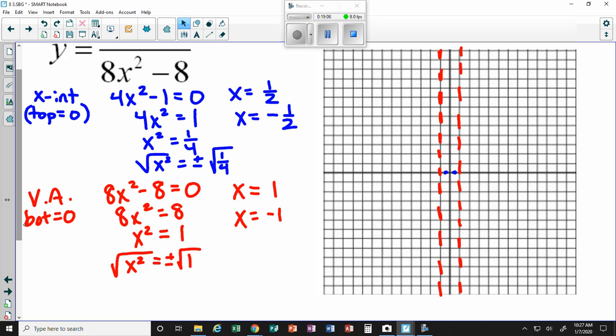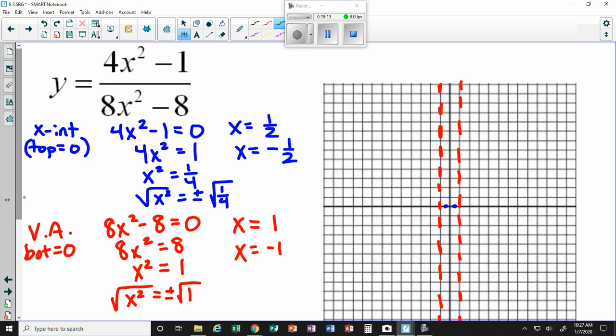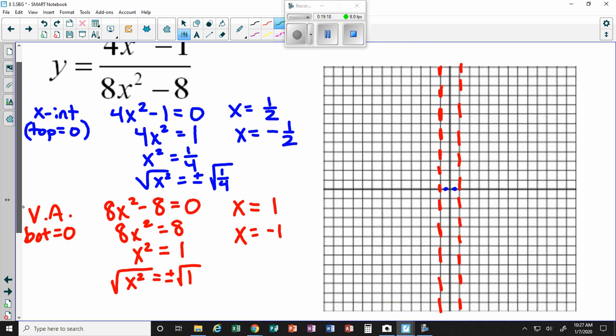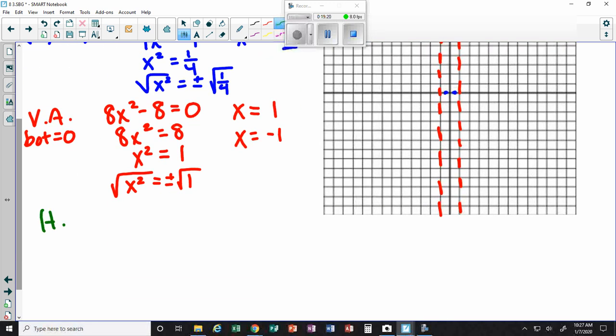Now let's find our horizontal asymptote. We have to look at the degrees. What's the degree on top? 2. What's the degree on bottom? 2. If the degrees are the same, you divide the leading coefficients. What's the leading coefficient on top? 4. On bottom? 8. So it's 4 over 8, which is 1/2. So I have a horizontal asymptote at y equals 1/2.